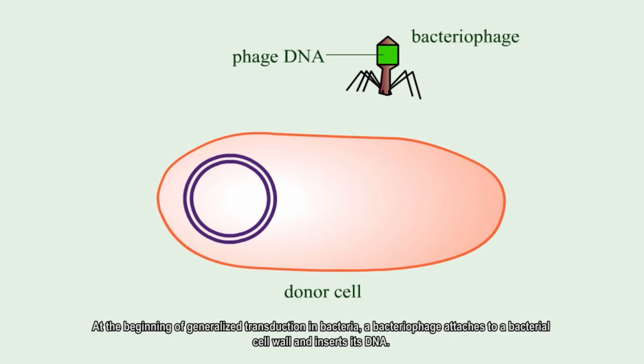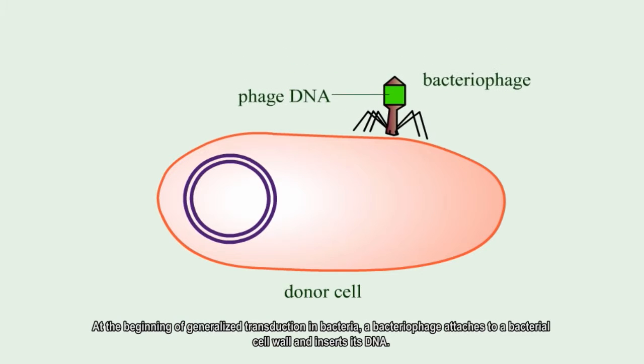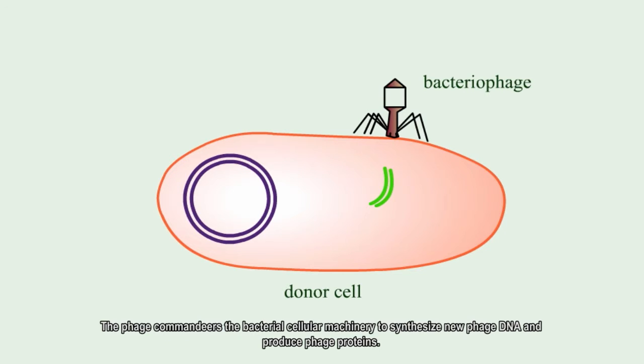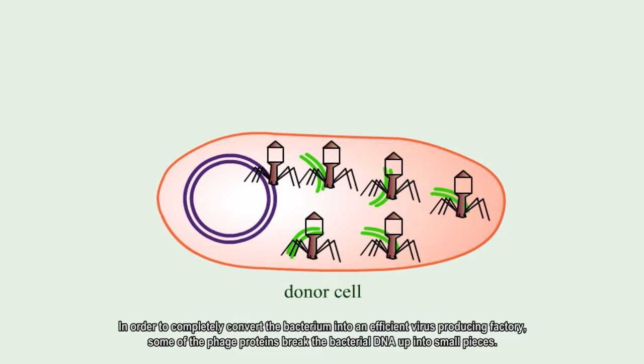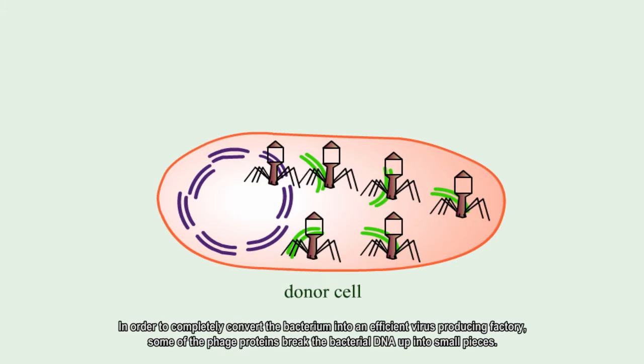At the beginning of generalized transduction in bacteria, a bacteriophage attaches to a bacterial cell wall and inserts its DNA. The phage commandeers the bacterial cellular machinery to synthesize the new phage DNA and produce phage proteins. In order to completely convert the bacterium into an efficient virus-producing factory, some of the phage proteins break the bacterial DNA up into small pieces.